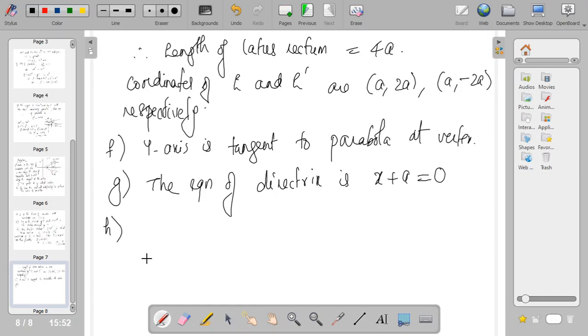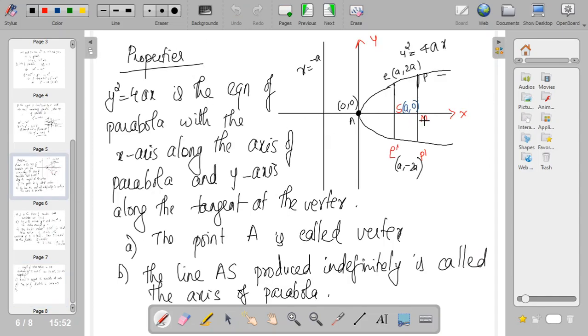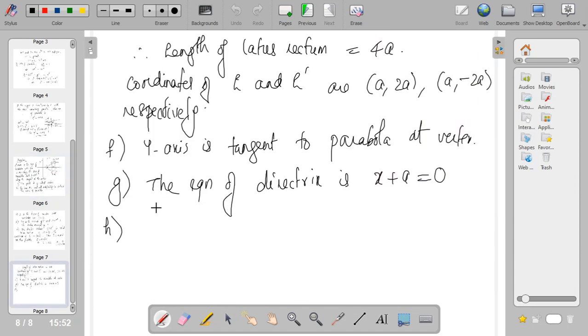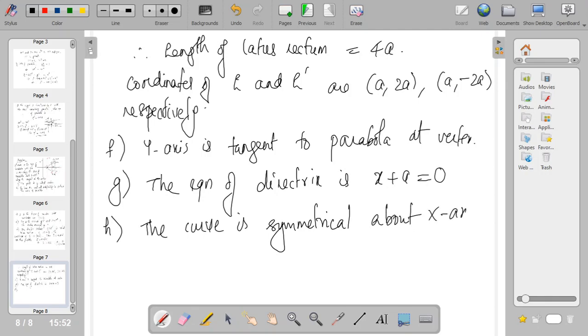And the next property is, so you can see from the figure of the parabola, the parabola is symmetric about the x-axis, the axis of the parabola. So the curve is symmetrical about the x-axis, which is again the axis of the parabola. So every parabola will be symmetric about its axis.